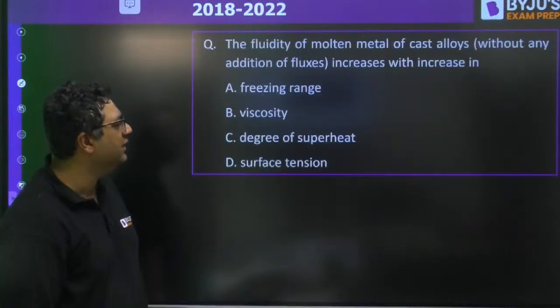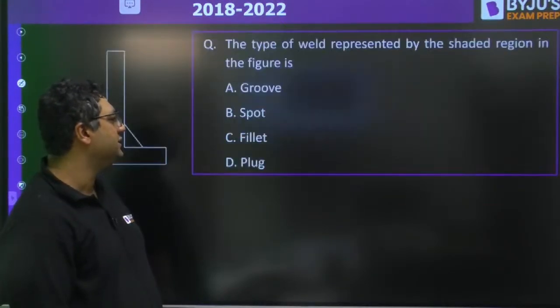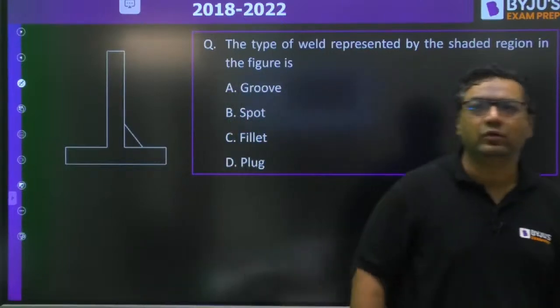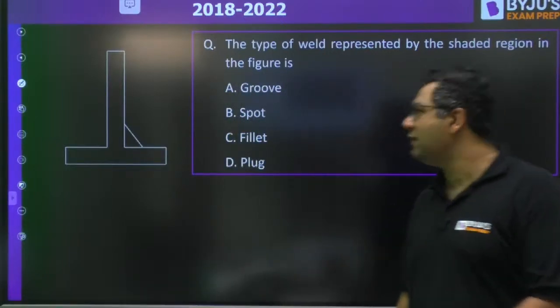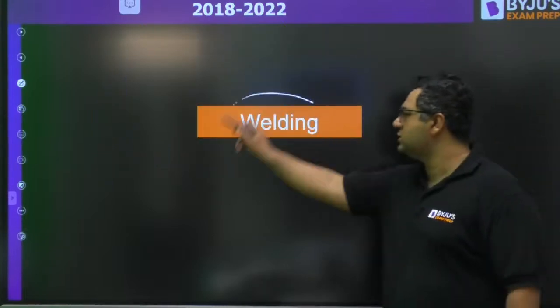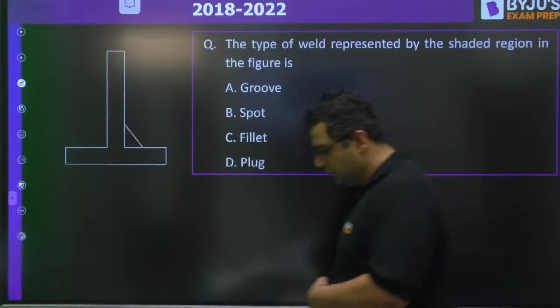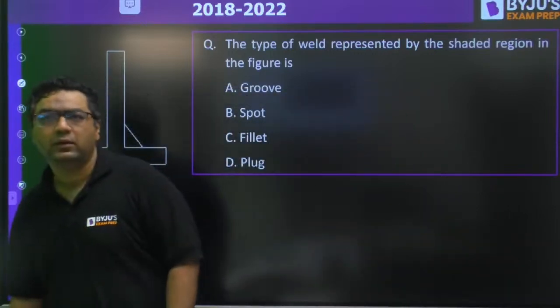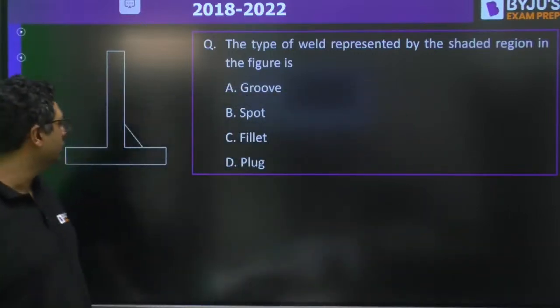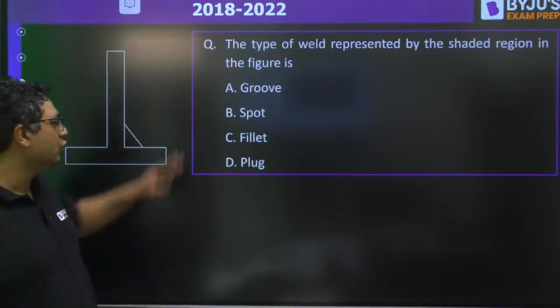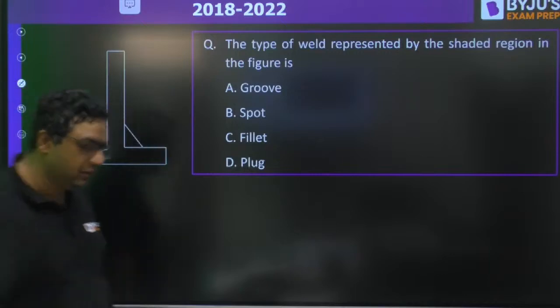Now we will see welding questions. Once again, we will come back to casting. This is the very first question from welding. Very good. So now we are having the welding questions. After welding, we will go back to casting. Question number 1. Here they are asking that a diagram is given. Which type of weld is it? Is it groove, spot, fillet, or plug?